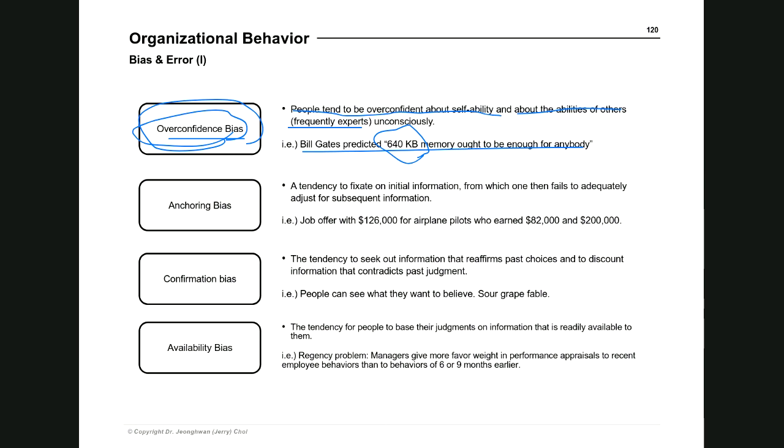Okay, good. And the second bias is anchoring bias. Anchoring bias will be very easily understood, maybe you can learn these kinds of things from the marketing class. Are you taking the marketing class, or did you complete your marketing? Okay, marketing. So juniors.